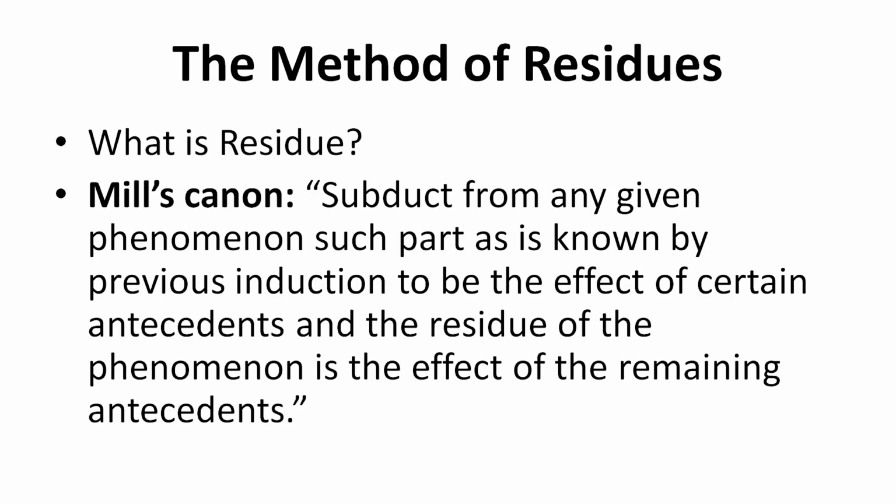So, taking this residue into account, a method has been formulated, and the name of the method is the method of residues. Now, let us listen to the canon so that you can follow it. Subduct from any given phenomenon such part as is known by previous induction to be the effect of certain antecedents. The residue of the phenomenon is the effect of the remaining antecedents.